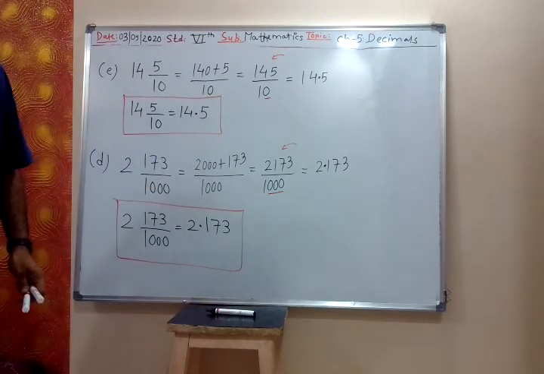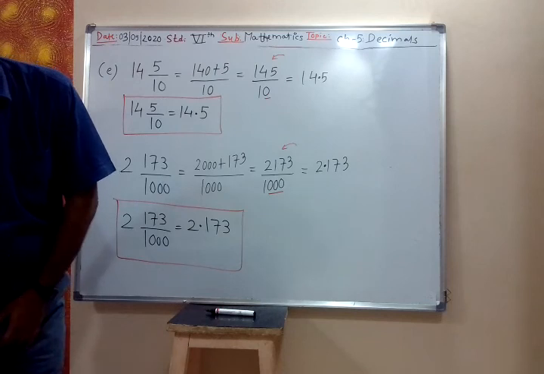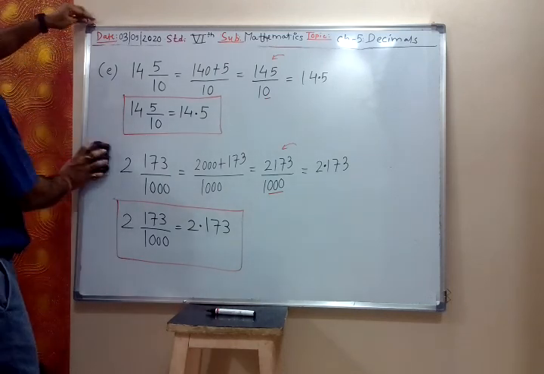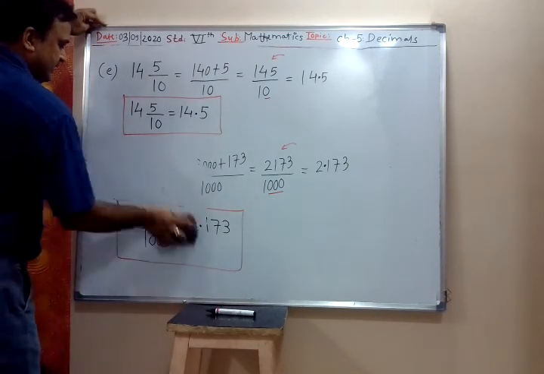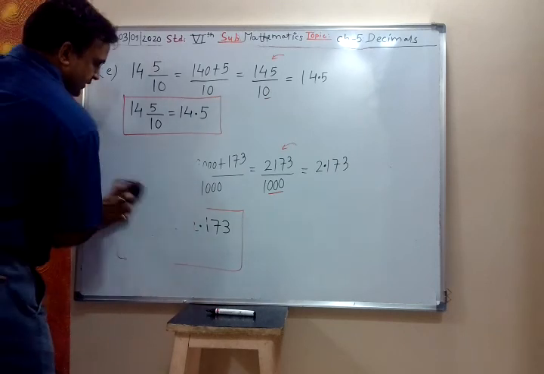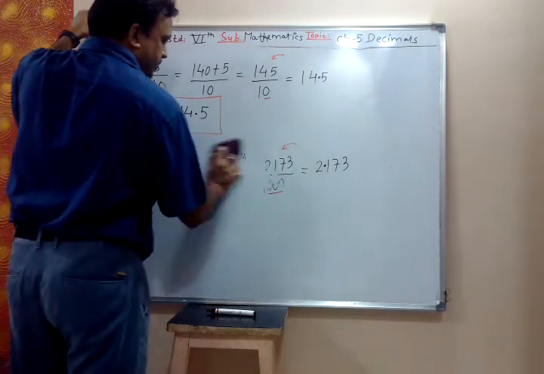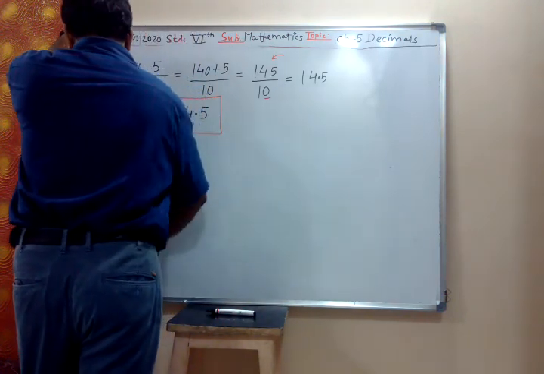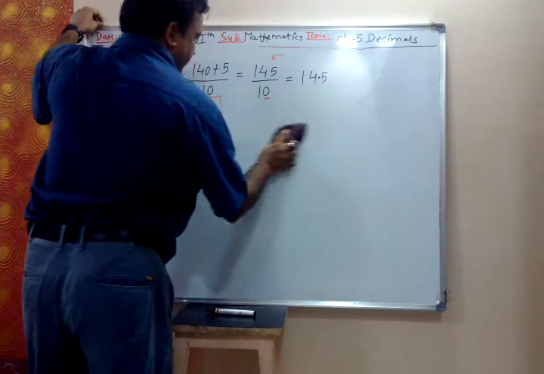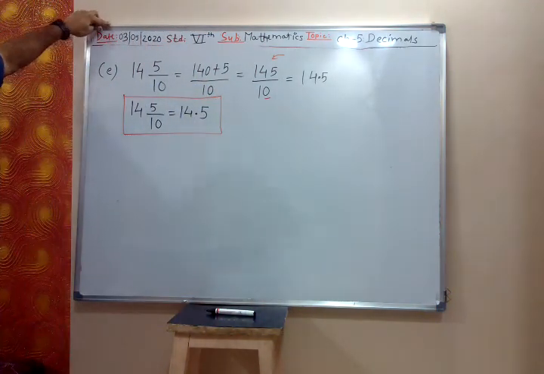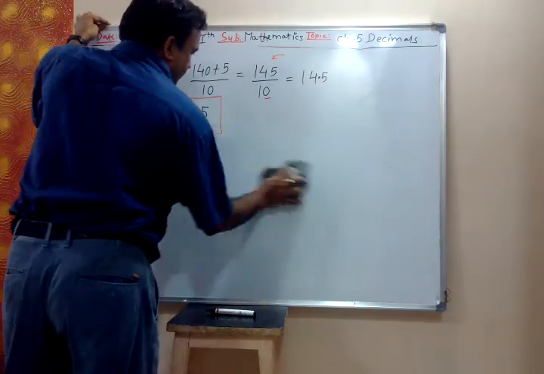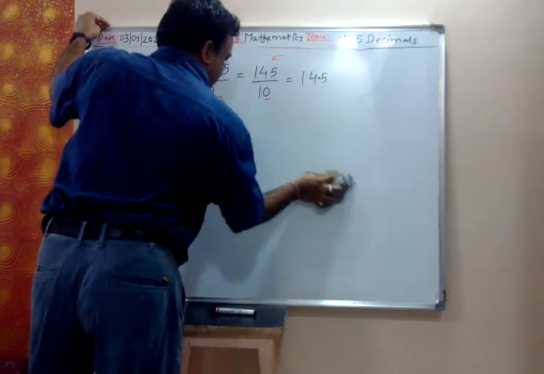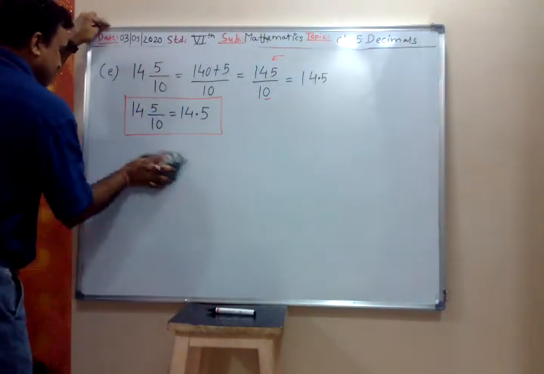Now do the last one. 3 is to 1 upon 100. Do it fast.